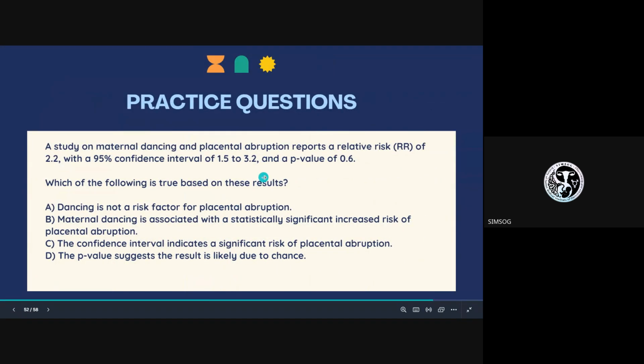Okay, now this one: a study of maternal dancing and placental abruption reports a relative risk of 2.2 with a 95% confidence interval of 1.5 to 3.2 and a p-value of 0.6. Just consider this 0.5 to 3.2 and a p-value of 0.6. Which of the following is true based on these results? Does anybody want to try?